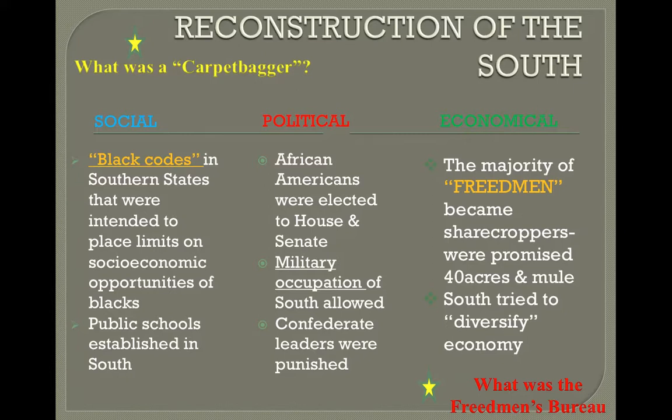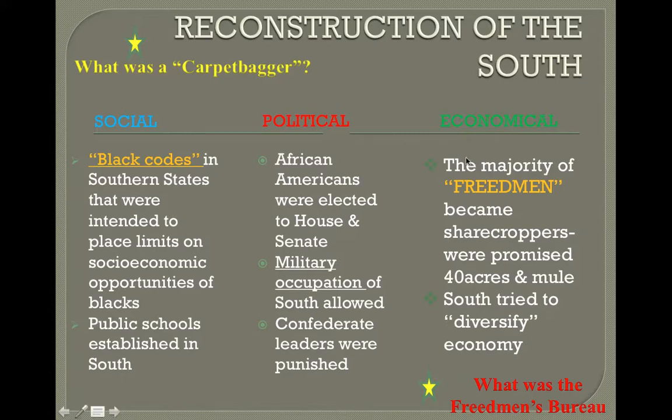Freedmen would become sharecroppers. They were supposed to get, under the terms of Reconstruction, 40 acres and a mule. You'll want to circle that. But here's the deal. A lot of the times they didn't get it. They tried to diversify and educate the freedmen, but a lot of the times it didn't happen.